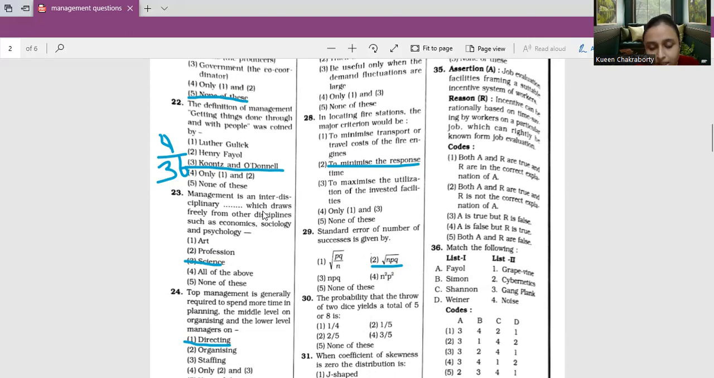So the probability that the throw of 2 dice equals a total of 5 or 8 is 4 plus 5 by 36, which is 9 by 36, which comes to ultimately 1 by 4. So the correct option to question number 30 is 1 by 4. I have told you the method of how we are deriving it. So that is the sum.